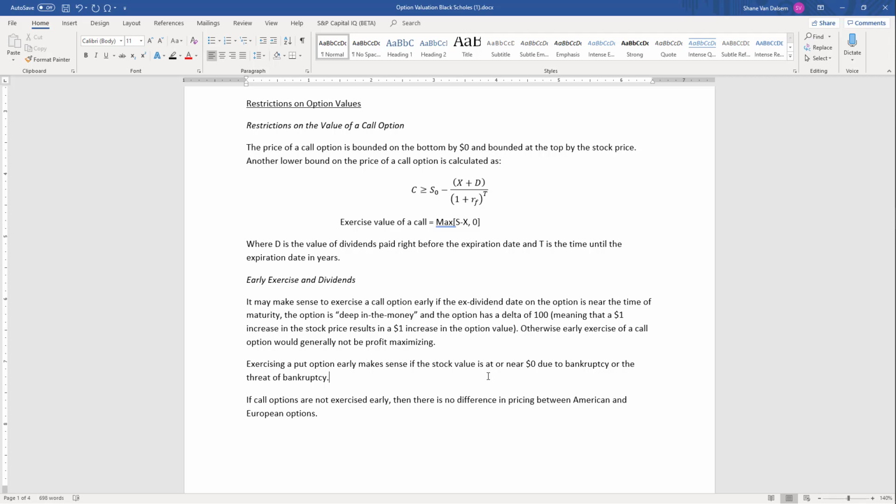If call options are not exercised early, there is no difference in pricing between American and European options.